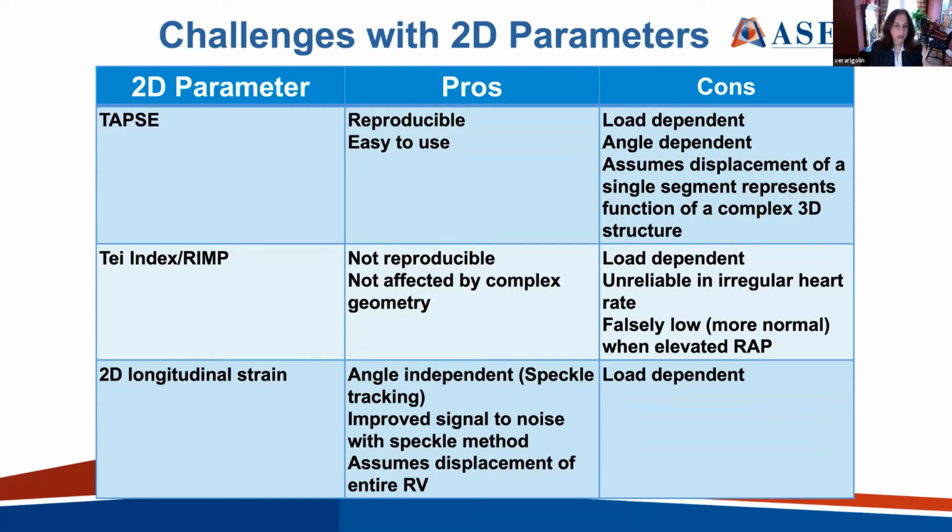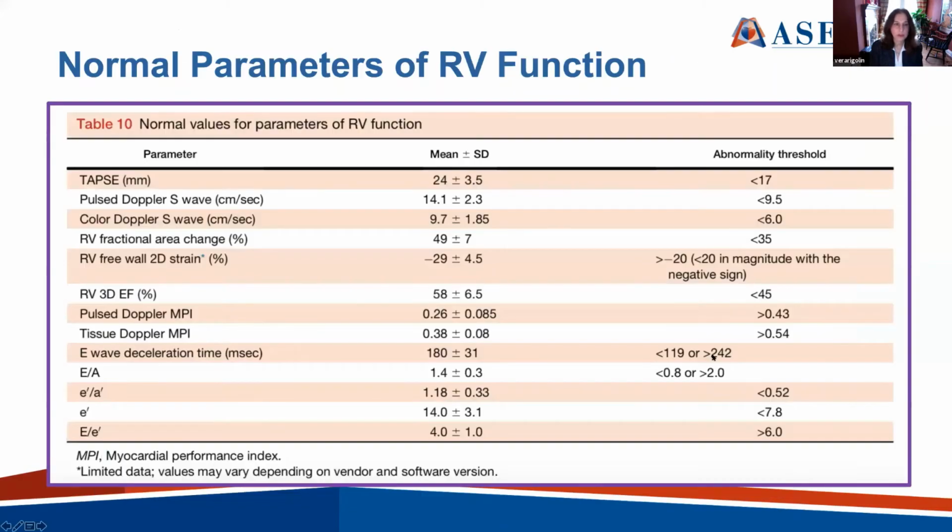unreliable in irregular heart rates, and can give falsely low values in the presence of an elevated right atrial pressure. 2D strain, the pros: it's angle independent, has an improved signal to noise ratio with speckle tracking, assumes displacement of the entire RV, not just one segment, and has less effect from tethering. However, it is also load dependent, so it can be variable, particularly in states like pulmonary hypertension, although as we've seen, despite that, it does have some prognostic value in those conditions.